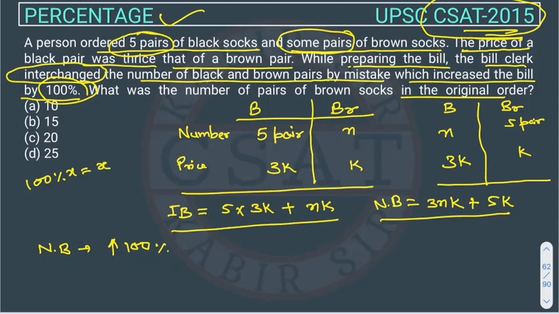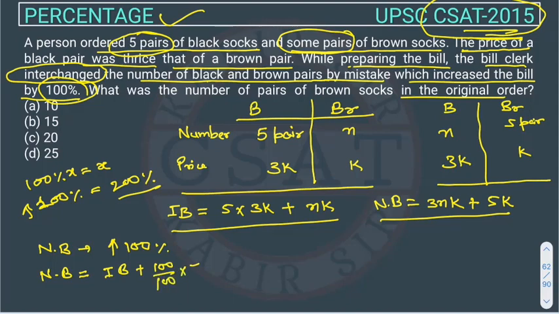If this number got increased by 100%, it will be 200%, right? Otherwise you can do it through the unitary method: the new bill will be the initial bill plus 100% of the initial bill, because it got increased by 100%. This 100 will cancel this 100. IB plus IB is equal to 2 initial bill.